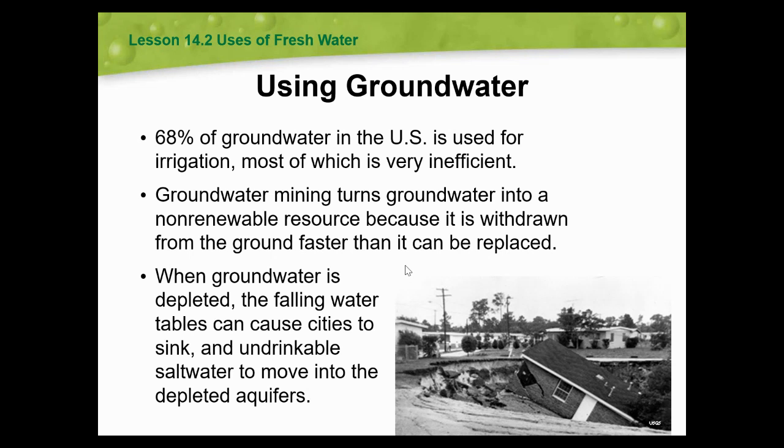Groundwater mining turns groundwater into a non-renewable resource because what we're doing is taking it out of the ground faster than it is being replaced by trickling through the soil. So every raindrop trickles through the soil and gets down into that aquifer. If we take it out faster than it is replaced, we have this water table that falls.